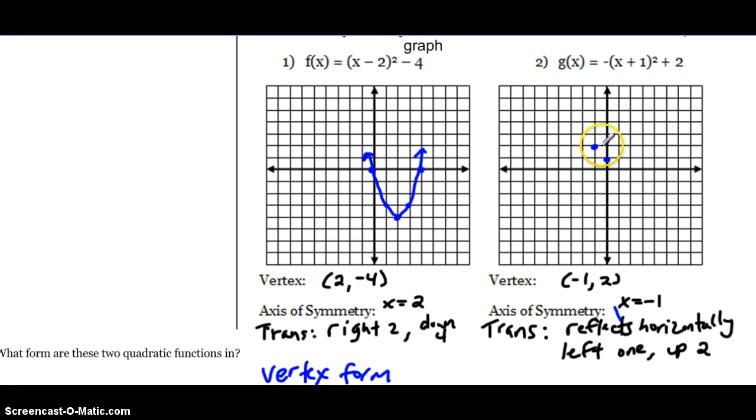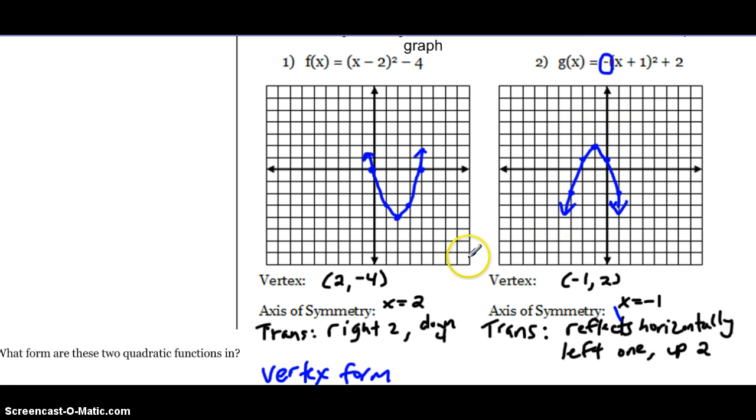And then go back to the new vertex and go right 2 and down 4. And back again to the left. Instead of going left 1 and up 1, you're going to go left 1 and down 1. Left 2 and then down 4. Okay, so this shows how you would reflect our parent graph, because our a is -1.